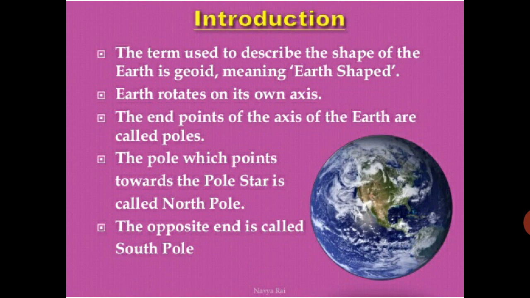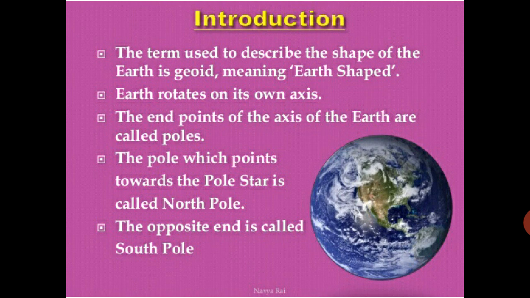See now what we are going to see. The term used to describe the shape of the earth is geoid. See, in the previous chapter you learned that the shape of the earth is geoid, means earth shape. Earth rotates on its own axis. See, always Earth is rotating on its own axis.